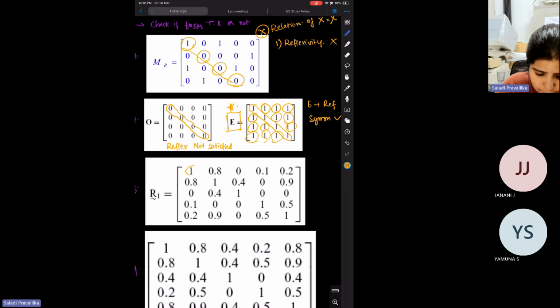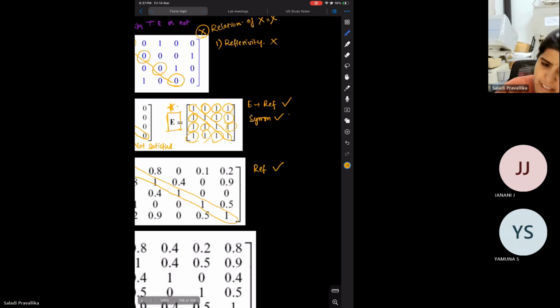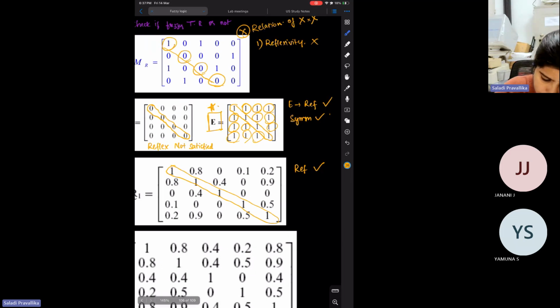Okay. So now let's look at this third one, R1 tilde. So here we have the diagonal values to be equal to 1. All the values in the diagonal are 1. So reflexivity is satisfied. Let's look at symmetry. Here, let's write numbers so that you will not confuse. This is 1, 2, 3, 4, 5. Okay. So first we are looking at 1, 2, right? 1, 2 and 2, 1, both are same. So then 1, 3 and 3, 1, both are same. 1, 4 and 4, 1 are same. 1, 5 and 5, 1 are also same.